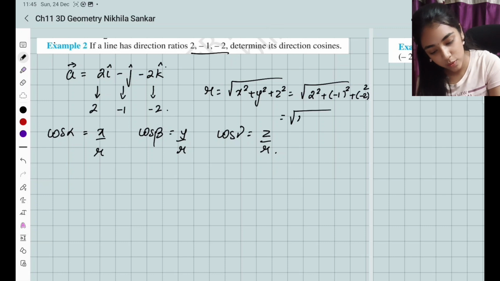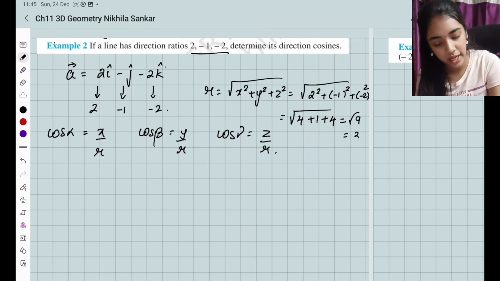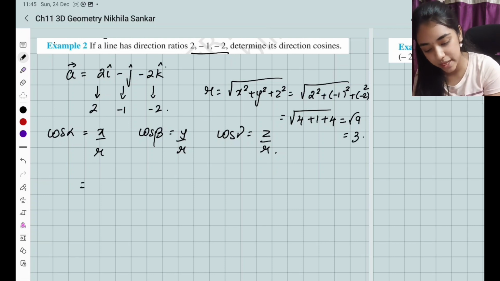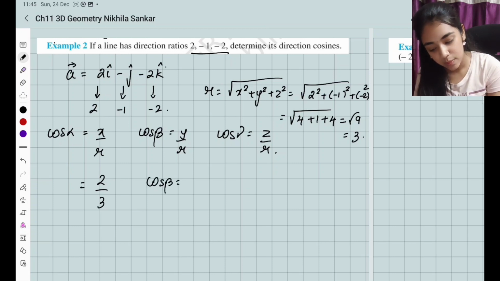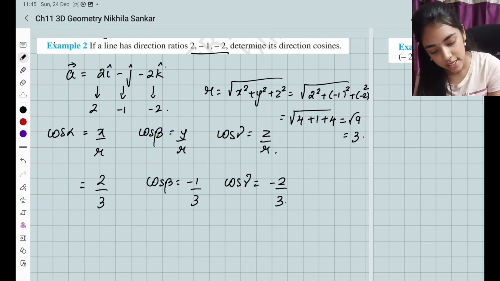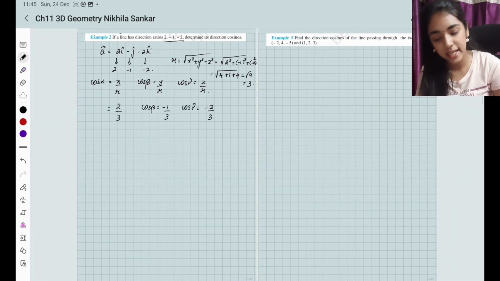So this is going to be square root of 4 plus 1 plus 4 which is going to be root 9 which is 3. So இப்போ r value கண்டுபிடிச்சாச்சு. இப்போ cos alpha கண்டுபிடிக்கலாமா? My x is going to be 2 divided by 3. Now cos beta equals y which is going to be minus 1 divided by 3 and cos gamma is going to be minus 2 divided by 3.